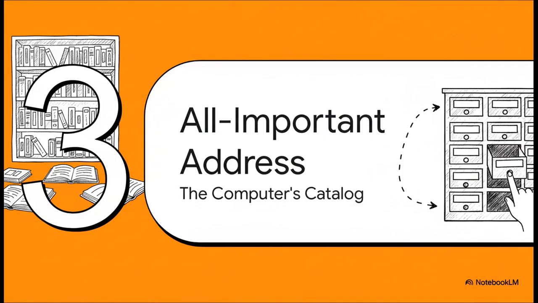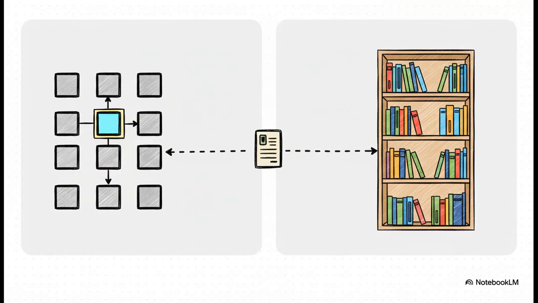Well, it uses something that's basically the high-tech equivalent of a library's card catalog. You know how it works, right? In a library, every book has a unique call number that tells you its exact location on a shelf. Well, it's the exact same idea in a computer. Every single one of those memory cells, every single byte has its own unique number, and we call it an address. It's such a simple idea, but with incredibly powerful results.